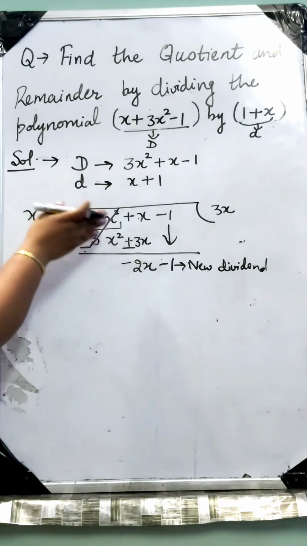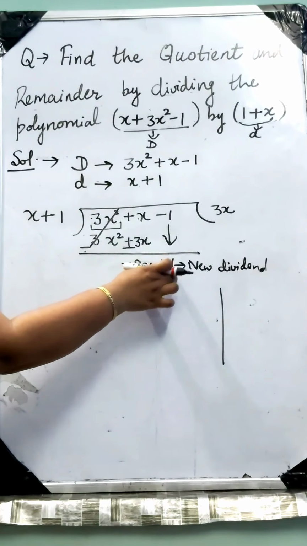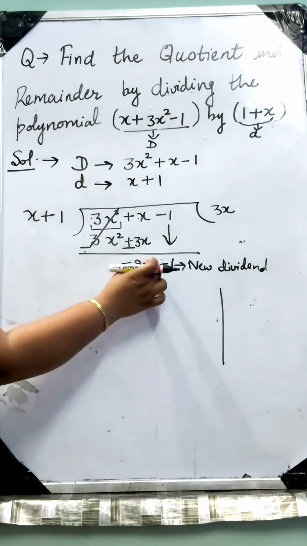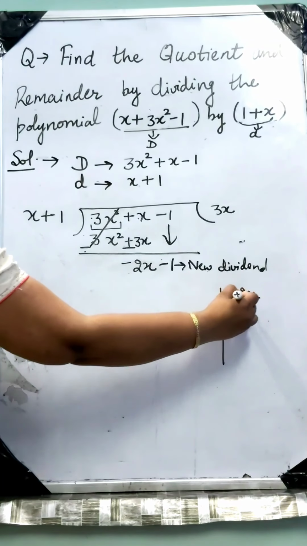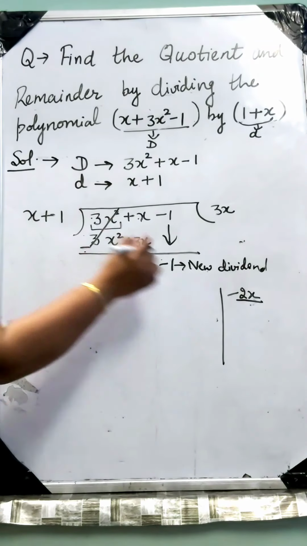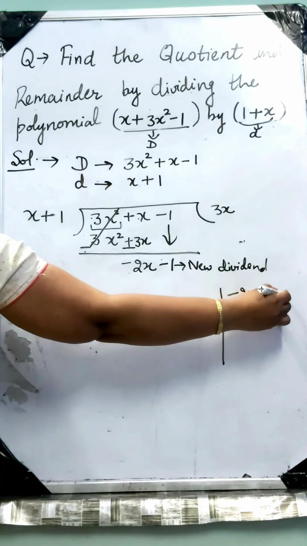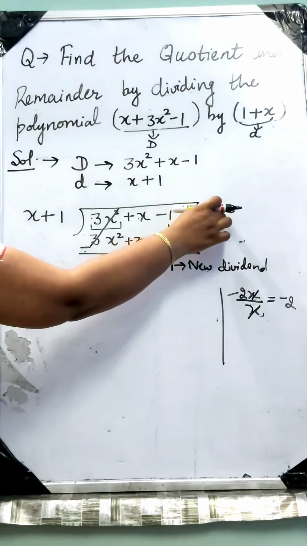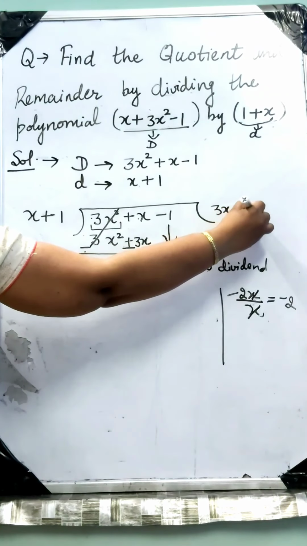Now again follow the same steps. Again this is our new dividend. Divide the dividend's first term by the divisor's first term. Then you will obtain the second term of the quotient. Now the second term of the quotient is minus 2.